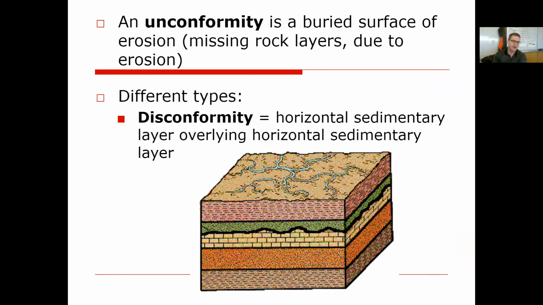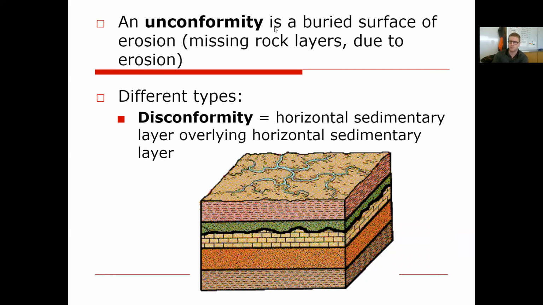Okay. The second piece of information, now that we have the base rules, is what if something happens to a layer that goes against these rules? Well, we call these unconformities, where you have something going on to our horizontal sedimentary layers that's creating a question for scientists or a missing piece of information. So an unconformity is some buried surface of erosion. You're missing rock layers. Something's going on that's causing a missing of rock layers.